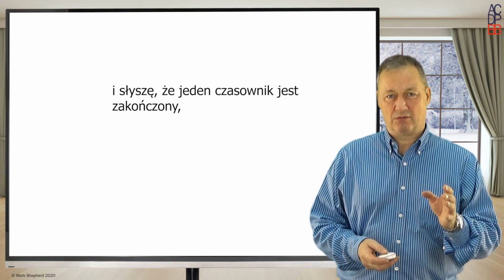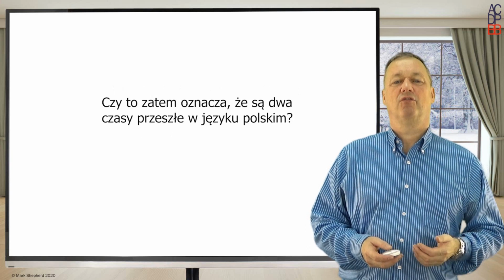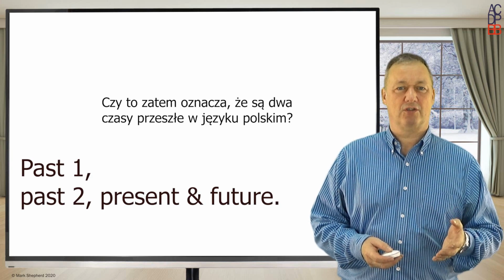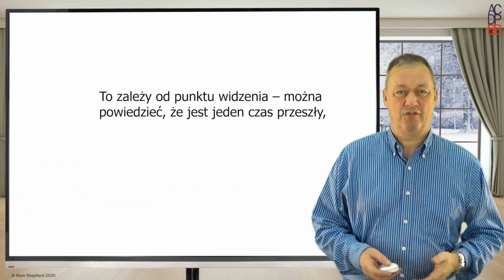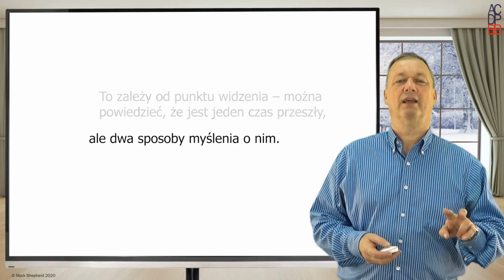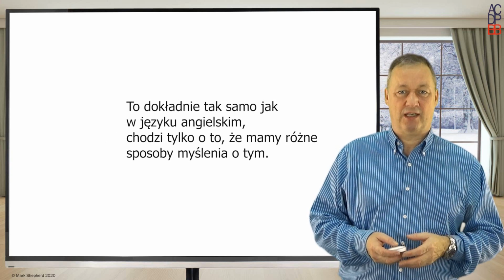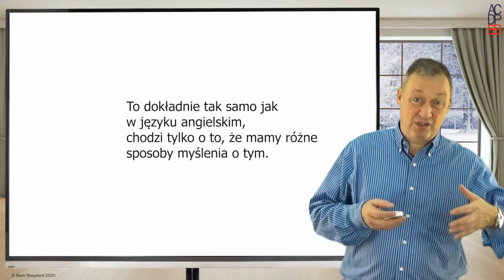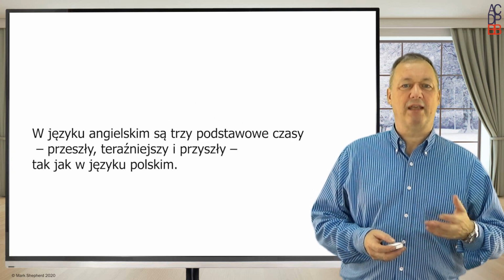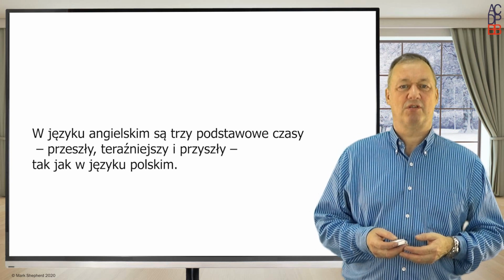So I then ask, well, what's the difference between, for example, wracaliśmy and wróciliśmy? And I'm told that one is finished and the other one isn't. So, does that mean that there are 2 past tenses in Polish? Well, that depends upon your viewpoint. You could say that there is 1 past tense, but there are 2 ways of thinking about it. This is really the same as in English. It's just that we have different ways of thinking about it. There are 3 basic tenses in English: past, present, and future, the same as in Polish.